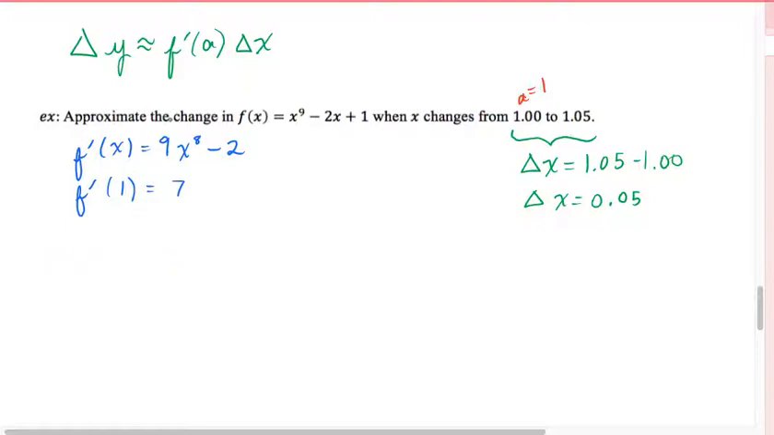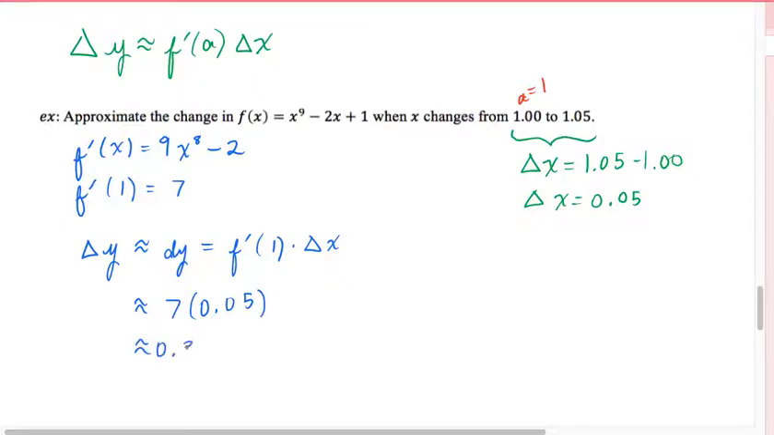Okay, so the change in the y value as x changes from 1 to 1.05 is our delta y, as we're calling it. It's approximated by dy, which is equal to f prime of 1, f prime of a, times delta x. So delta y is approximately equal to 7 times 0.05. So we just get 0.35. And that was easy to do without a calculator. So that estimates how much greater y gets. As x increases from 1 to 1.05, the y value increases on the function by about 0.35 units, which of course you could use to approximate the actual y value like we did previously as well.